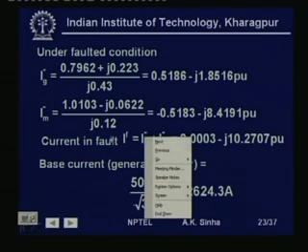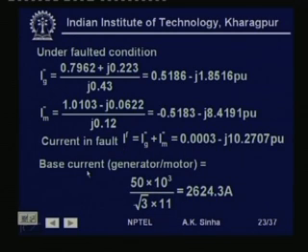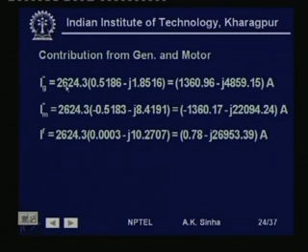Now, if we want, we can compute the currents in amperes by finding out the base current. So, this is 50 into 10 to the power 3 divided by root 3 into 11. This comes out to be 2624.3 amperes, and by multiplying it with the base current, we get the current in amperes for I g, I m and I f. This is how we can calculate the short circuit for this small system.